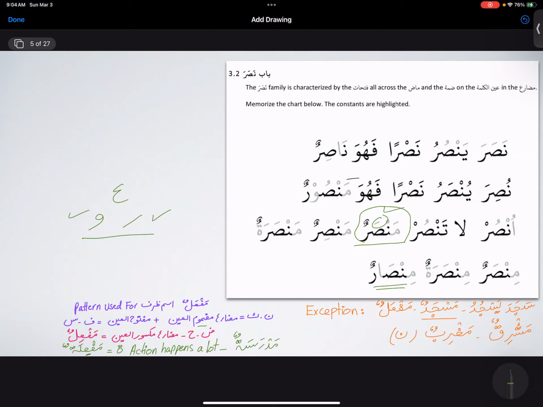And when are we going to choose the Mansirun pattern? When the Mudari is maksurul ayn, what does that mean? Kasra on the ayn. So when we have kasra on the ayn letter, it is Maf'ilun. So basically I'm going to pick Daraba Yadribu, because Yadribu has a kasra on the middle root letter in the Mudari, and Hasiba Yahsibu. Make sense? And then the interesting thing is Maf'u'ilatun, the third one, Manswaratun.